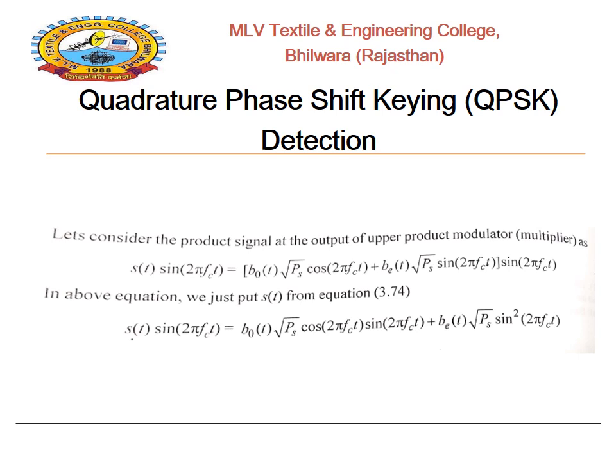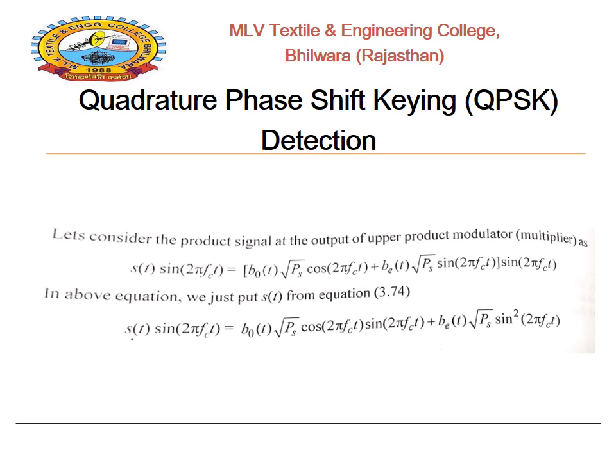As we see in this PPT, let us consider the product signal at the output of the upper product modulator or multiplier, that is S of t multiplied by sin 2 pi fc t, that is BO of t under root ps cos 2 pi fc t plus BE of t under root ps sin 2 pi fc t multiplied by sin 2 pi fc t.